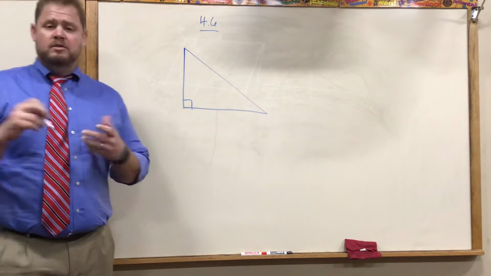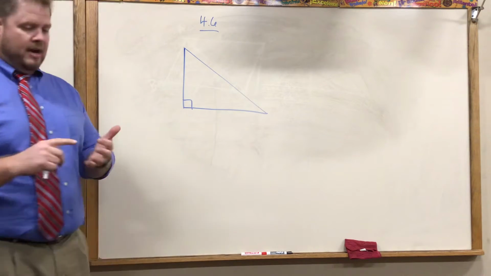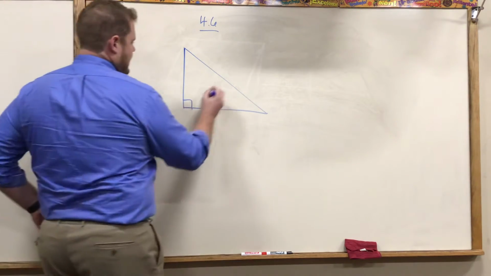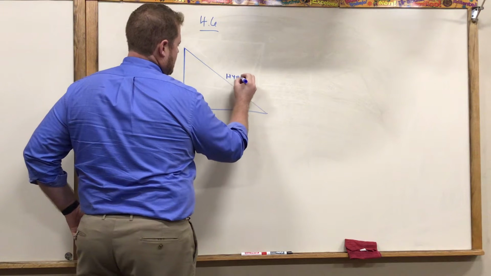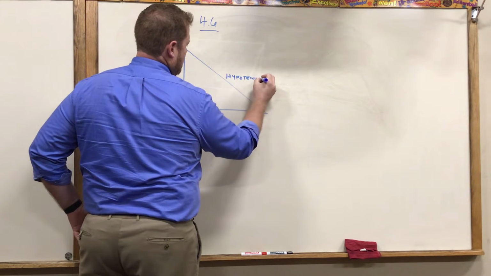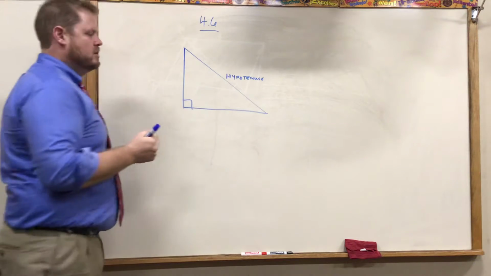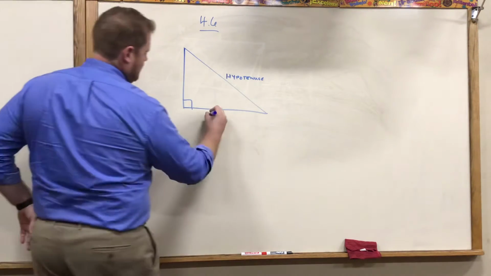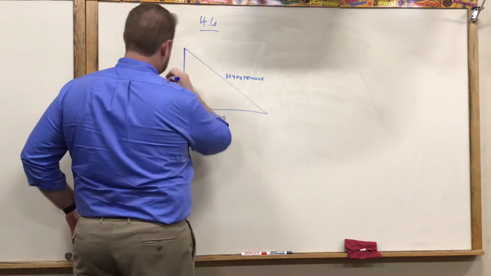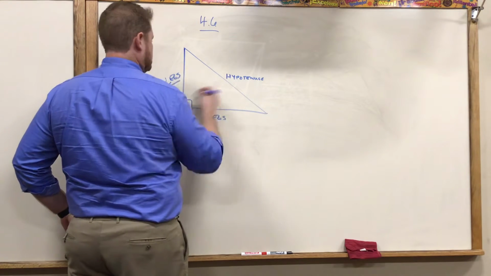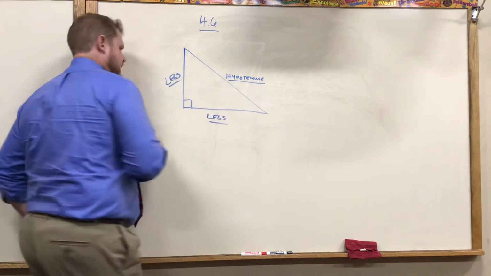Now, what else do we know about a right triangle? Across from the right angle we have what's called a hypotenuse. And so what are the other two called? They're called legs. So, hypotenuse, legs, leg, right?